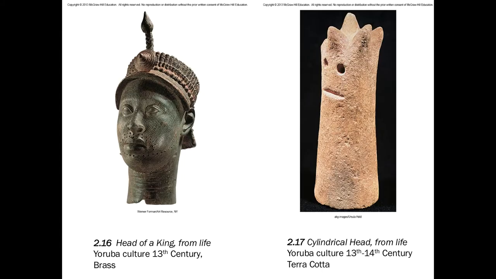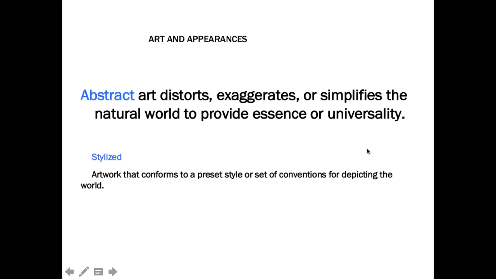Okay, so just reviewing, this is representational. We're in part 3 now of chapter 2. Representational, abstract, simplified. Okay, so it's distorted, exaggerated, or simplified in the natural world to provide essence or universality. Okay, stylized is artwork that conforms to a preset style or set of conventions for depicting the world.